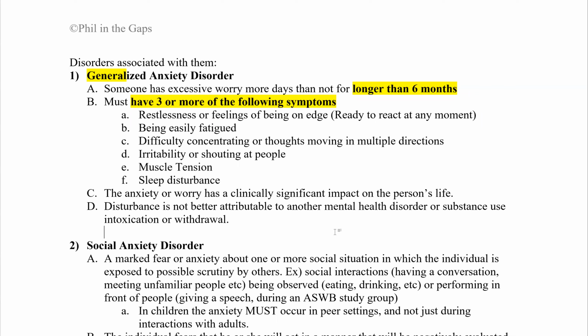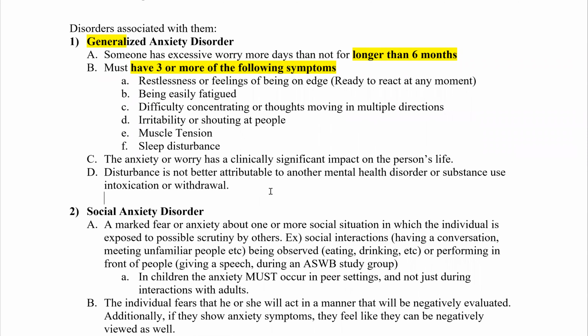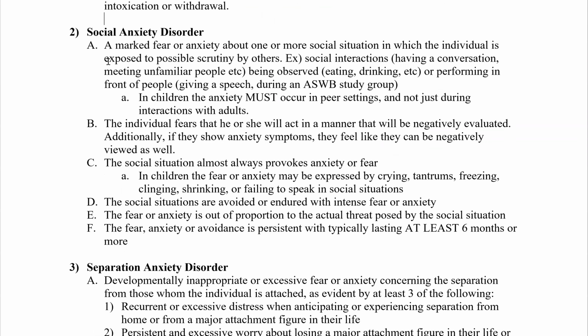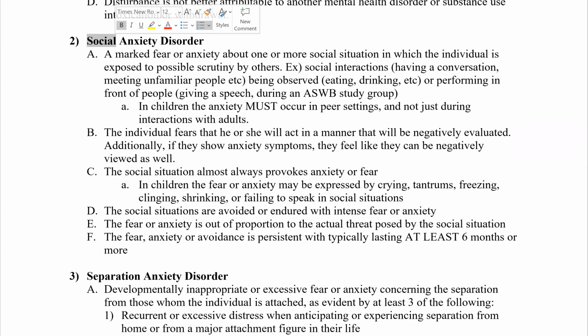Because if it's not 6 months or longer, then we're not likely looking at something different. And the next anxiety disorder is going to be social anxiety disorder. So, just like generalized anxiety disorder, social anxiety disorder is going to be fixated on social situations. In generalized anxiety disorder, the person was anxious in general. Social anxiety disorder is where the person is anxious in social situations.